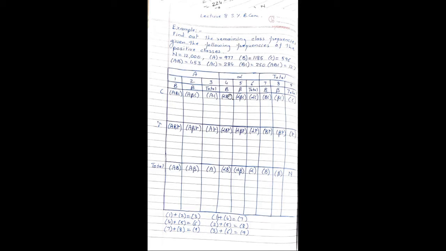total. Then A, B gamma, A beta gamma, A gamma total, alpha B gamma, alpha beta gamma, alpha gamma total, B gamma total, beta gamma total, gamma total. This is AB total, A beta total, A total, alpha B total, alpha beta total, alpha total, B total, beta total, and N. So this is the blank table which we have drawn.